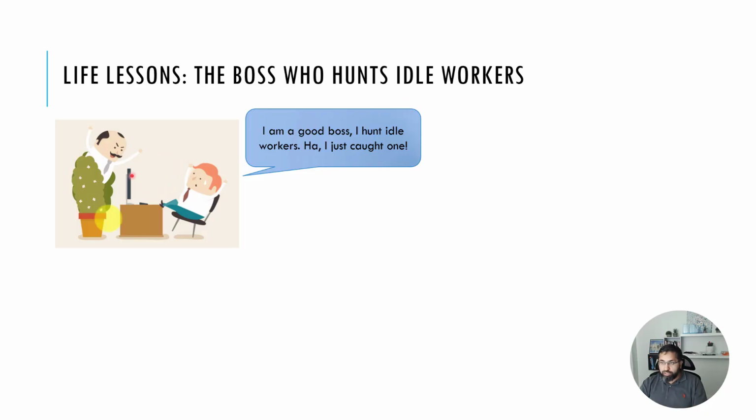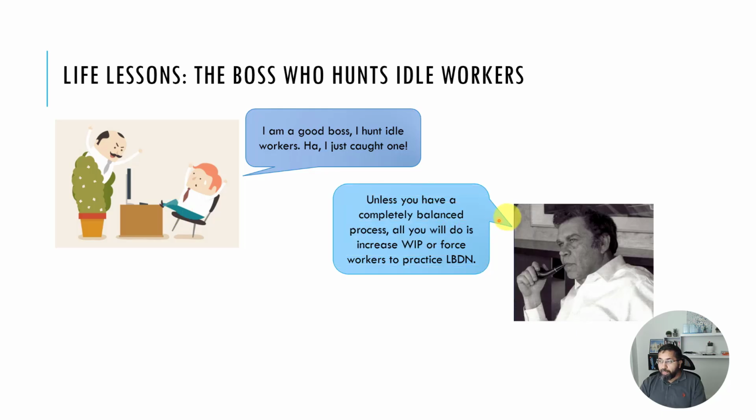Hi, I just caught one. This worker was doing something else. They were idle, right? And theory of constraints says, unless you have a completely balanced process, you're going to have idle time at non-bottleneck stages. And so if you just go around whacking people on the head for having a little bit of idle time, all you're going to do is increase work in process inventory.